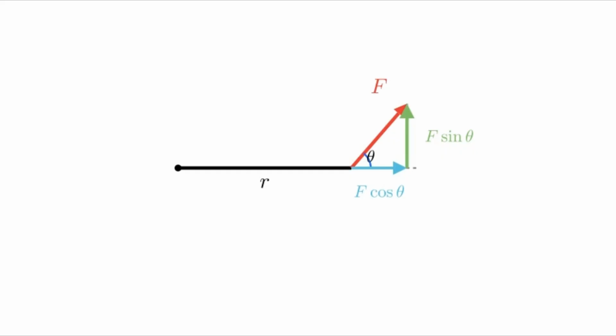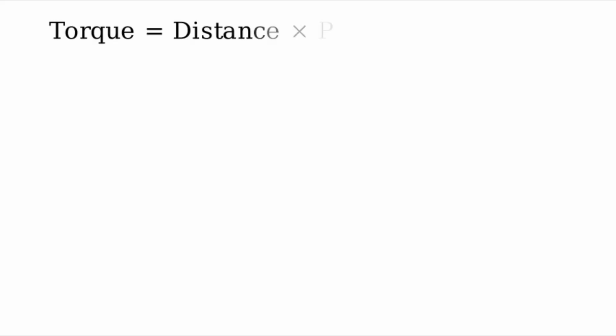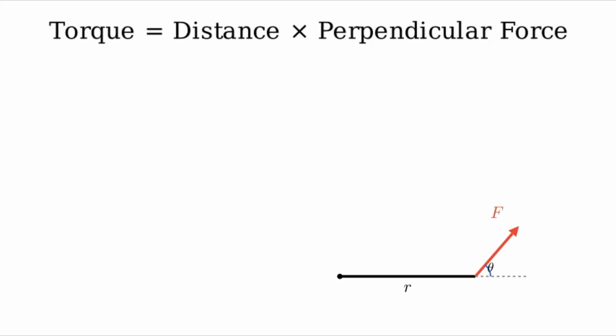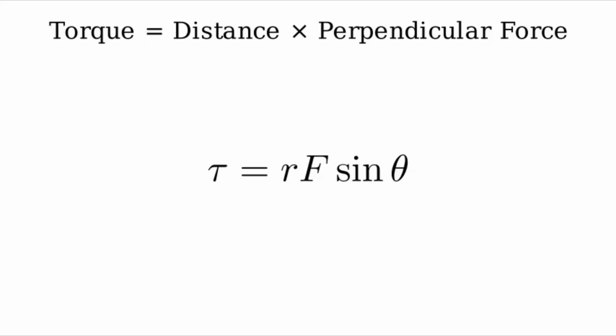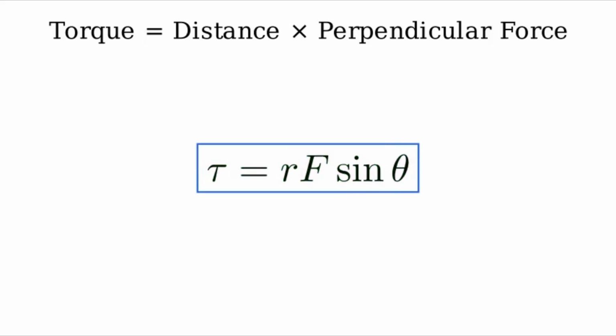The parallel component doesn't produce rotation. Only the perpendicular component does. That perpendicular component is rFsinθ. So torque is simply distance from the pivot times perpendicular force, which gives us the formula tau equals rFsinθ.